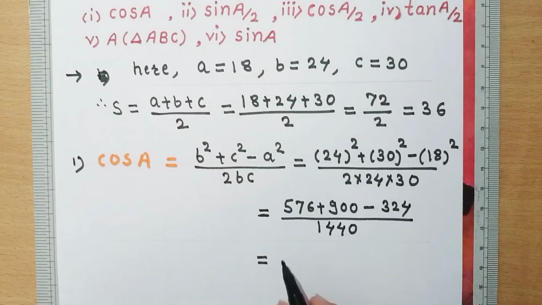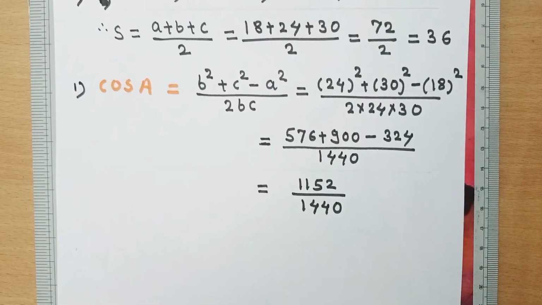On simplifying this addition and subtraction we get 1152 upon 1440. On simplifying, this ratio is equal to 4 upon 5.